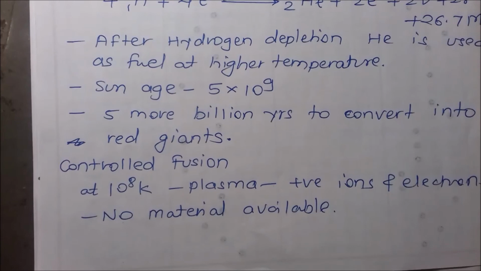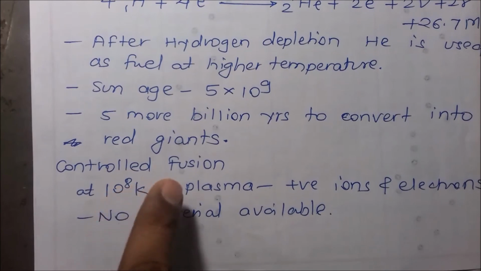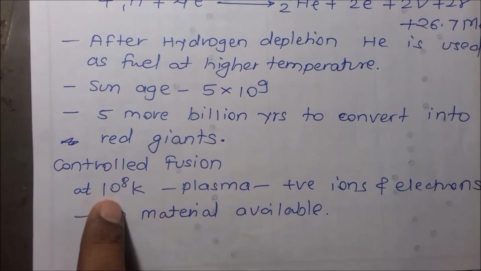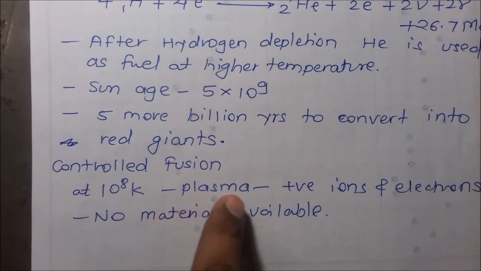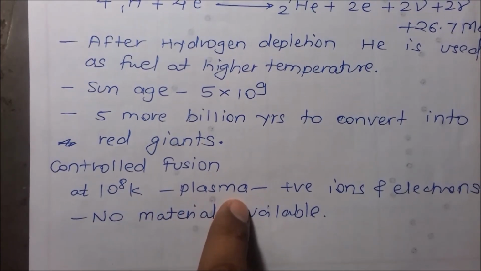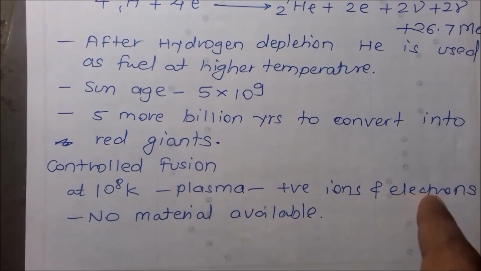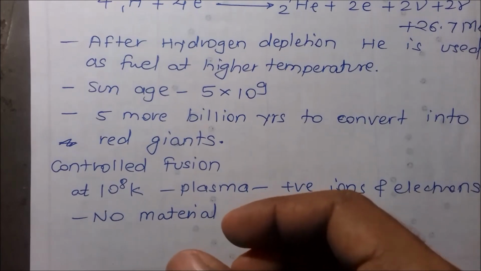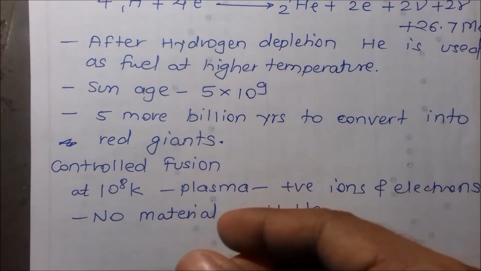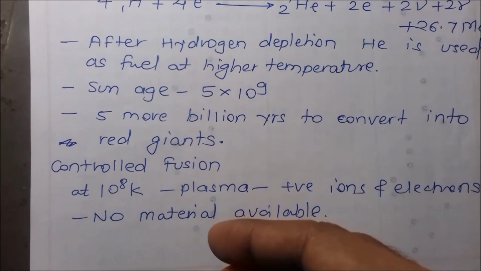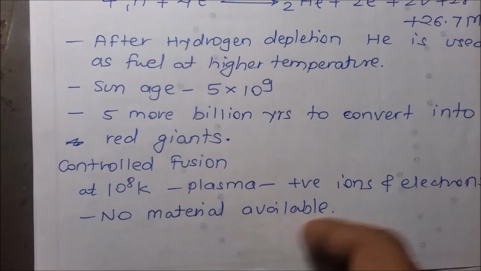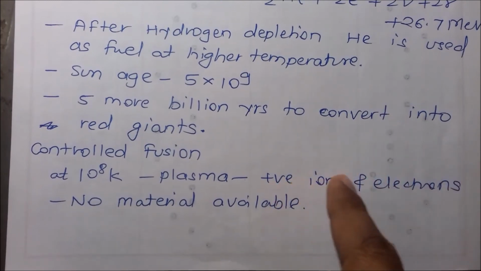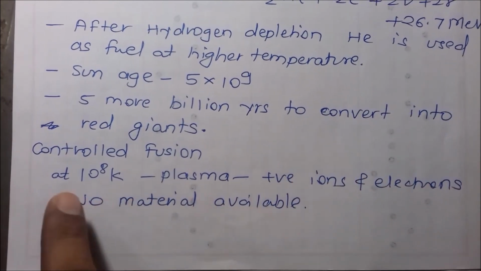But controlled fusion is very difficult because it needs around 10 raised to 8 Kelvin temperature. At this temperature, everything converts into plasma. Plasma means positive ions and electrons. It means that at this temperature, hydrogen atoms are not present. The nucleus of hydrogen and the electrons of hydrogen become separate. So plasma means a combination of positive ions and electrons, and no material can withstand this much temperature. Therefore controlled fusion is very difficult.